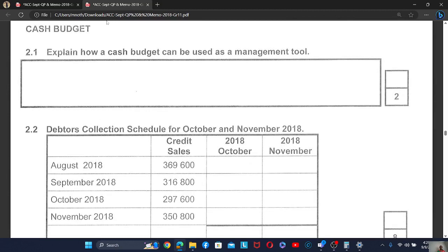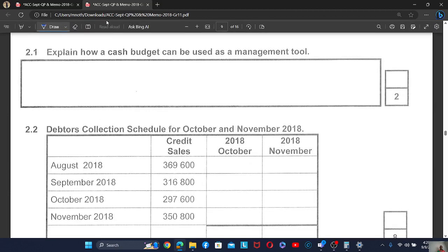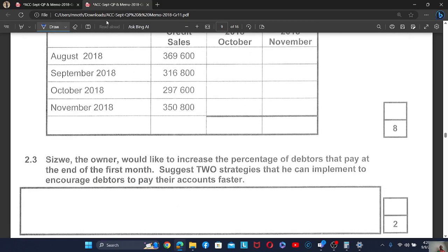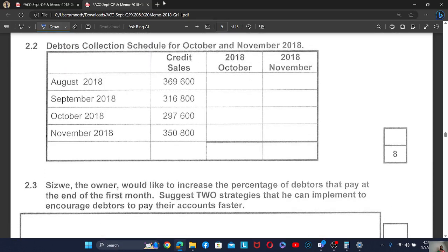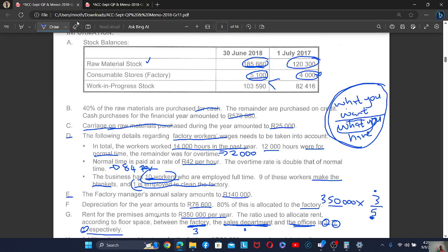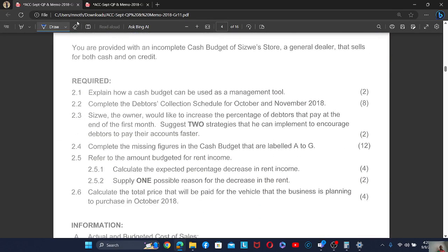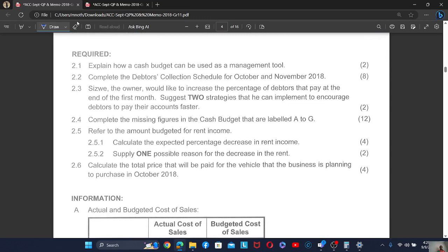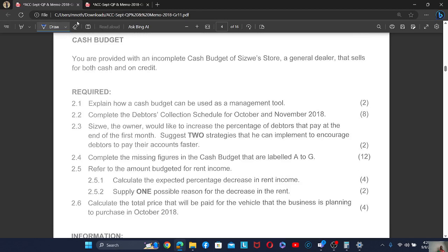The next part, question 2. So you can also skip 2.1. Okay. The cash budget. We can do 2.2 because it's calculating stuff. Okay. The cash budget.